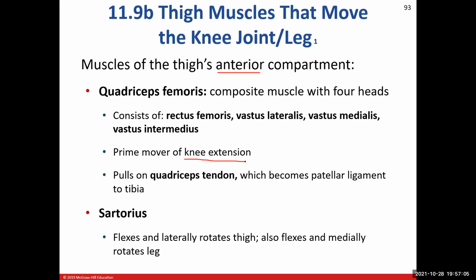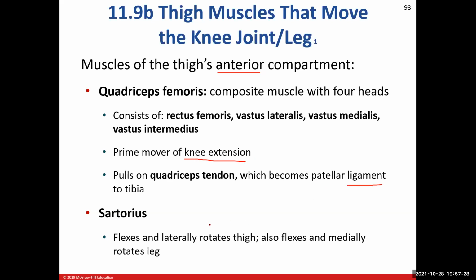That's what they do. All these muscles come together, and they will have the quadriceps tendon coming from the muscles, but then that quadriceps tendon will become the patellar ligament when it attaches onto the tibia, but we have to involve the patella in that to be called a ligament.